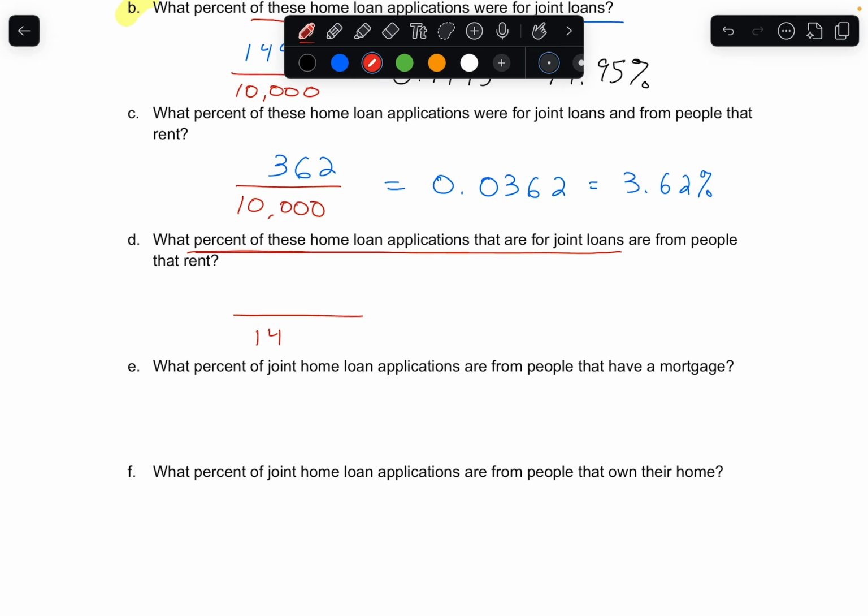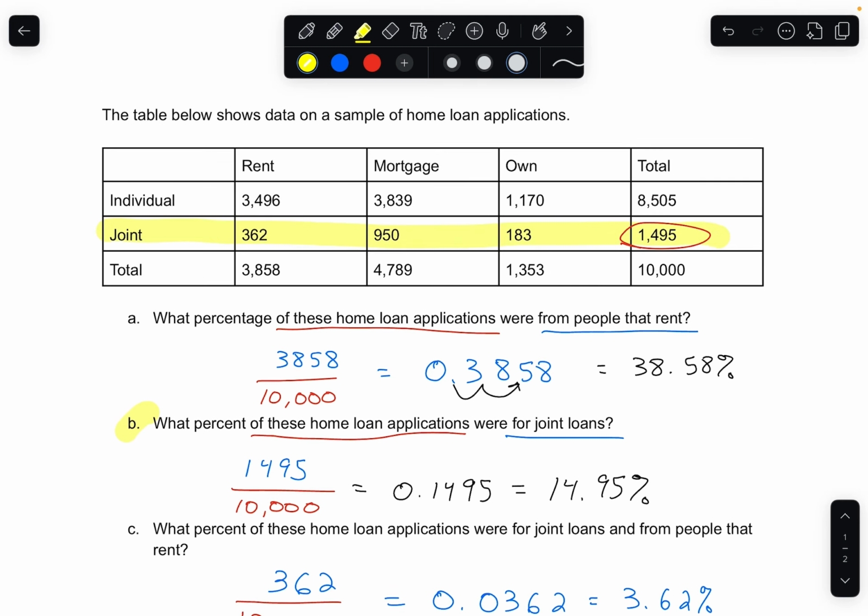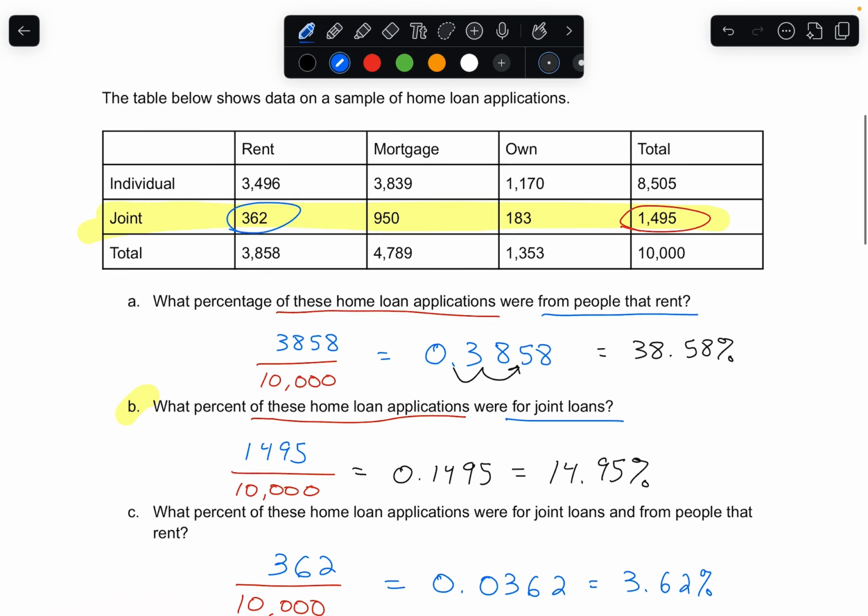So out of the 1,495, how many of them were from people that rent? Now, when we say we're only looking at the joint loans, that means that we're only looking at this row. To be honest, I don't care about anything else in this table for this particular question. I am only looking at that highlighted row for the joint loans. So from that row, how many of them were from people that rent? So of those that had joint loans, how many renters did we have? Well, we had, again, 362 of those individuals.